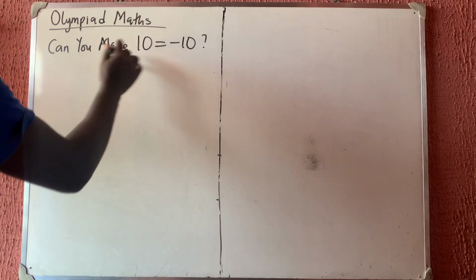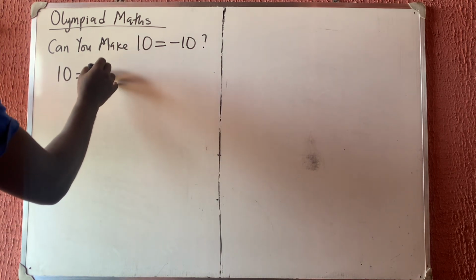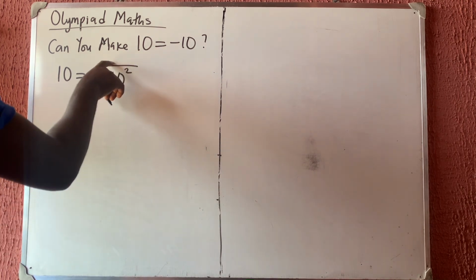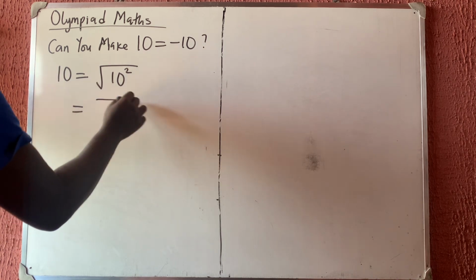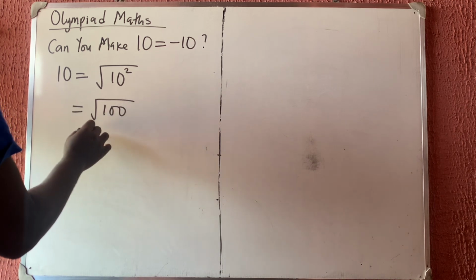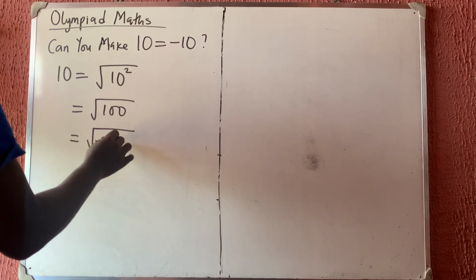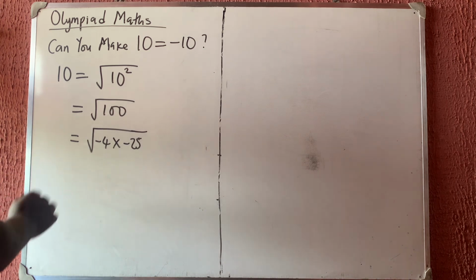Okay, now let's start from this. I have that 10. Now, do you believe me that 10 is the same as saying the square root of 10 all squared? If square takes care of square root, I'm still getting back my 10. Okay, is equal to, now this is the square root of 100. Am I correct? Yes. Now, do you believe me that 100 is the same as saying minus 4 times minus 25? Is it the same thing as 100? Yes, it's the same thing.